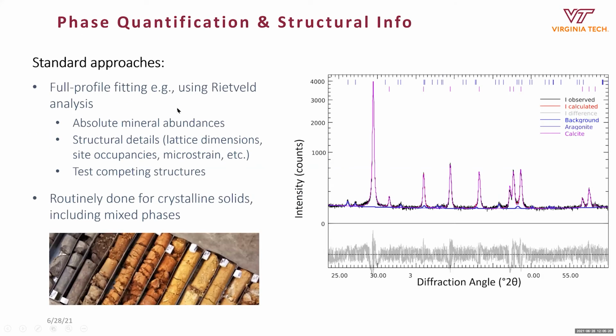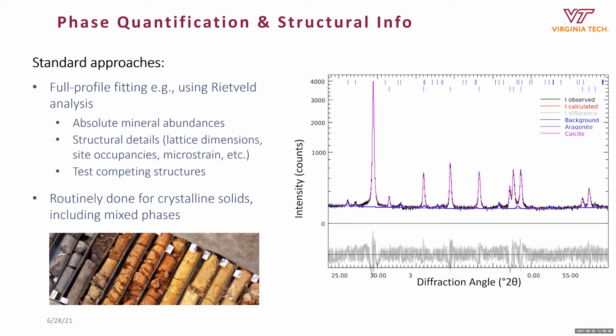And so once we know what's in our sample, oftentimes we want to know how much, especially if we have multi-phase samples, how much of each phase is present. And what are their structural details? So there are some standard approaches to doing this. Full profile fitting, for example, using the Rietveld method, allows us to determine things like the absolute abundances of the different phases that are present.